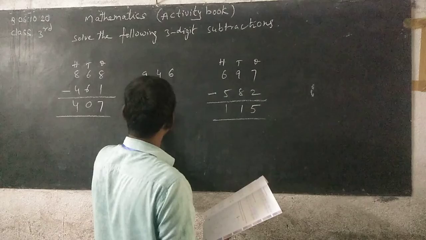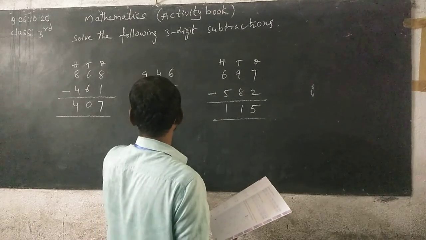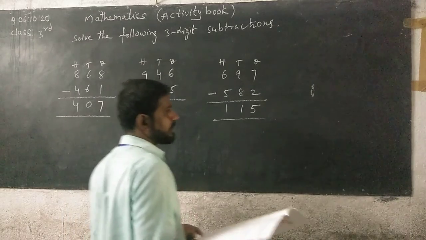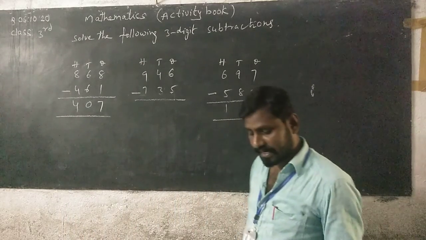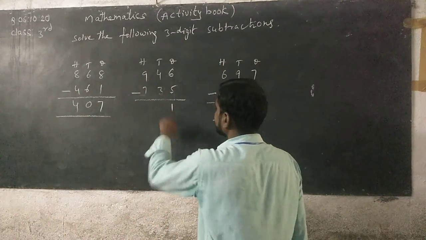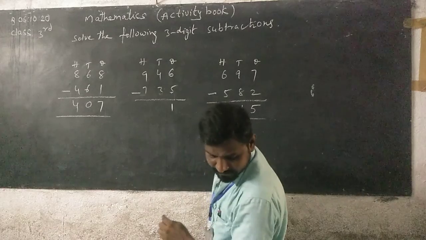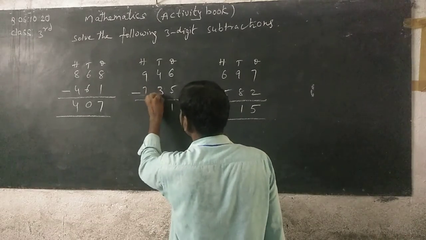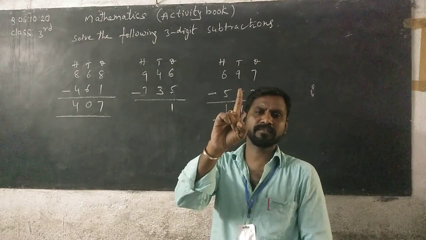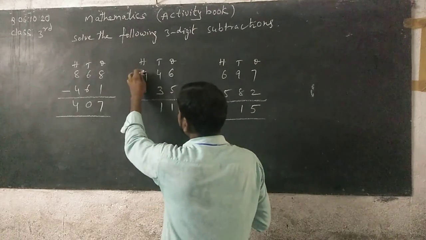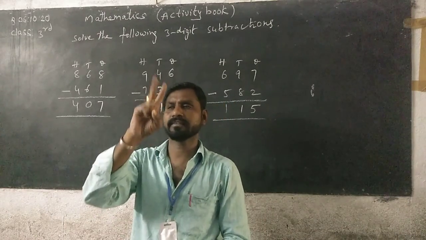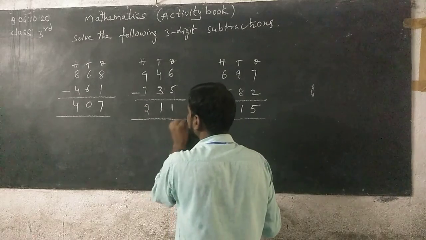946 minus 735. So this is the ones place, this is the tens place, this is the hundreds place. First subtract the digits in the ones place. 6 minus 5, it is possible. So 5 after you can count 1, you get 6. 4 minus 3, 1. You can count 3 after 1, 4. Next, 9 minus 7, 2. You can count 7 after up to 9: 8, 9. 2. So what is the difference? 211.